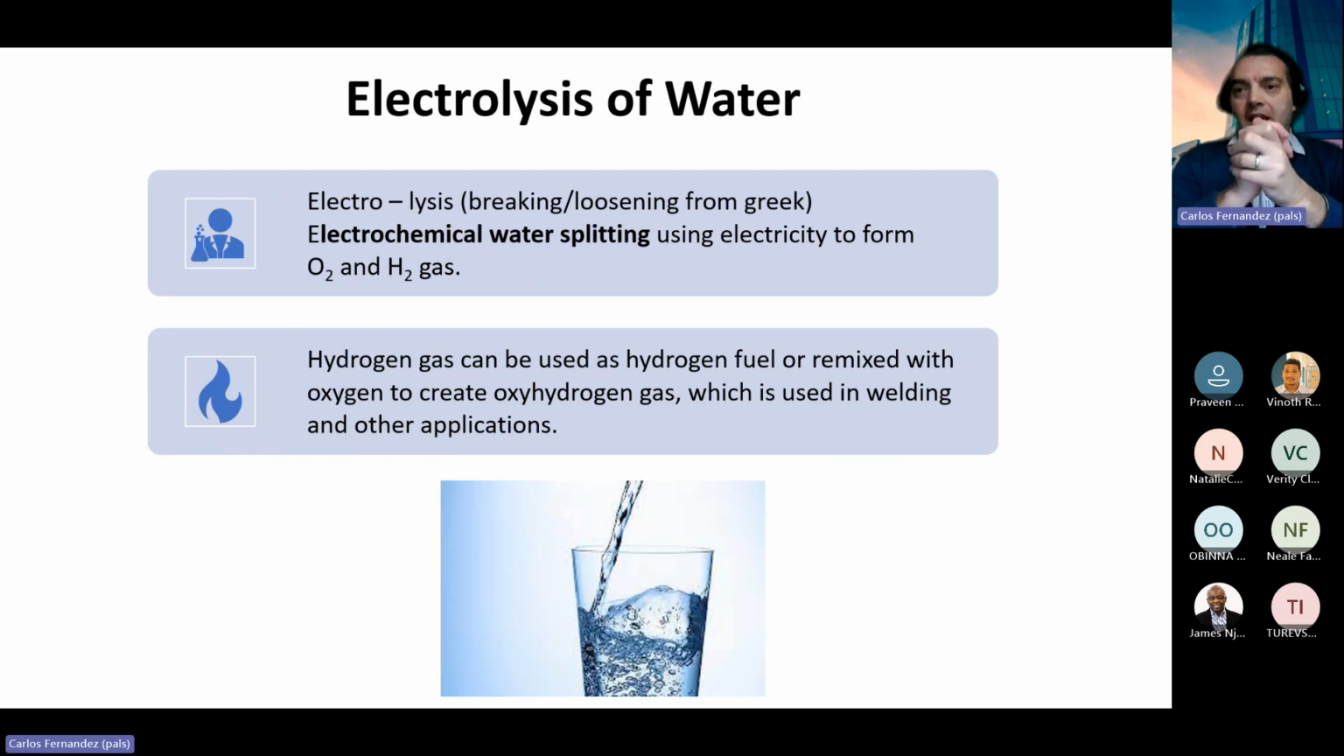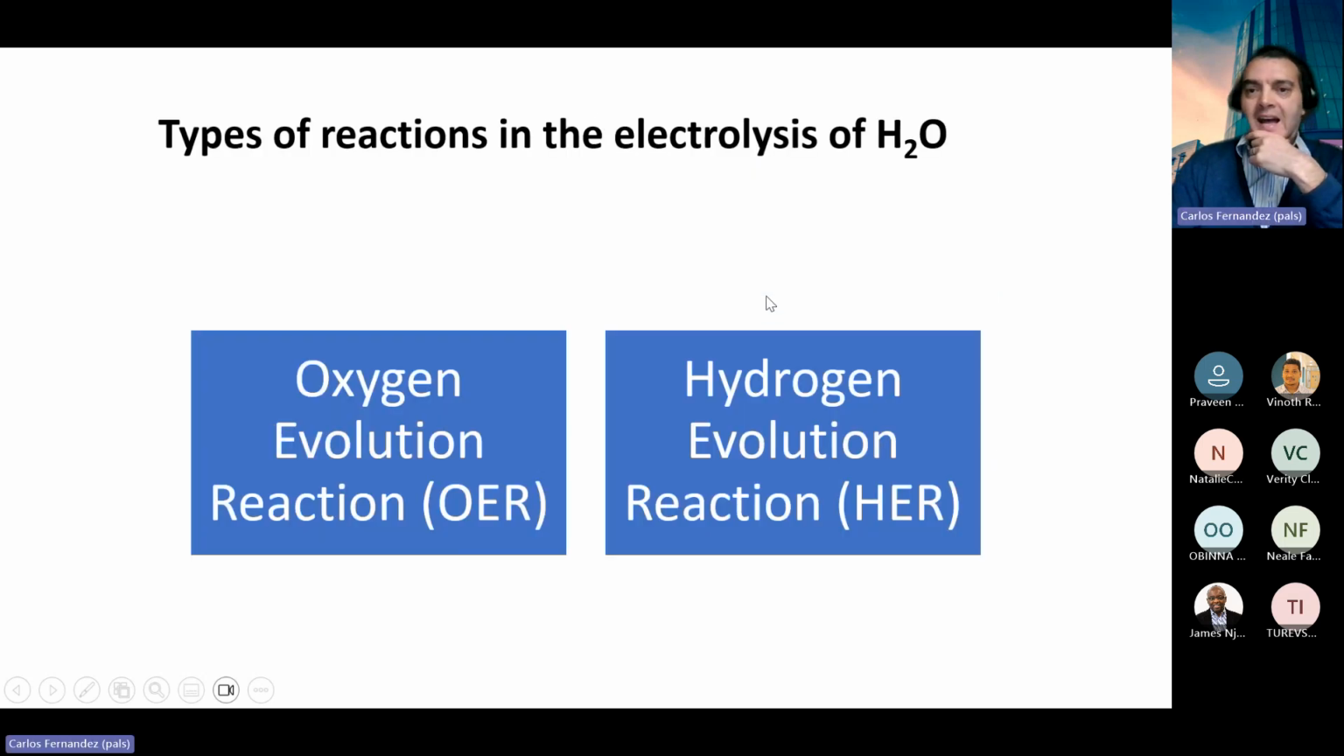Hydrogen gas is something that all of us are now familiar with, as we see it every day. Hydrogen gas can be used as a hydrogen fuel or remixed with oxygen to create oxyhydrogen gas, which is used in welding and other applications. There are two types of reaction in the electrolysis of water. One is the OER, or oxygen evolution reaction, and the other one is the HER, or hydrogen evolution reaction.